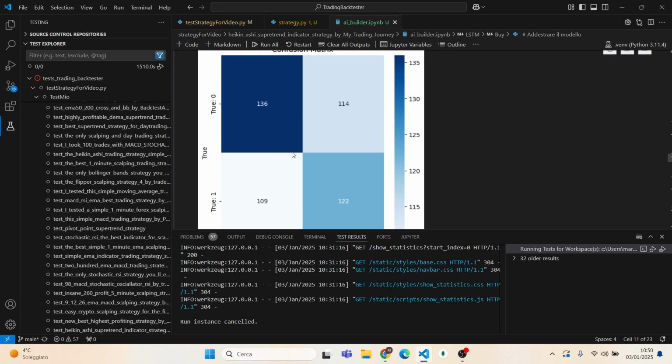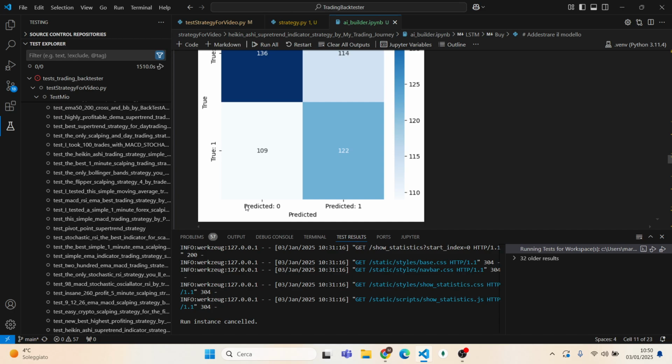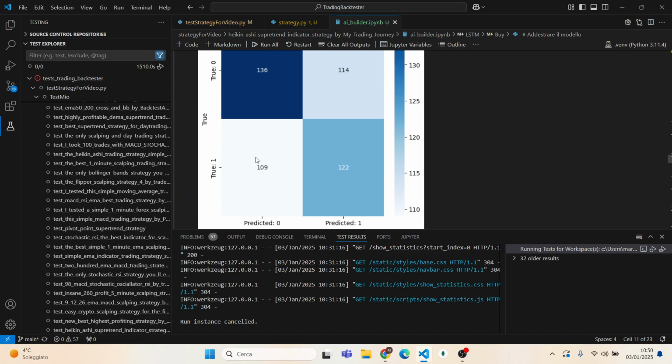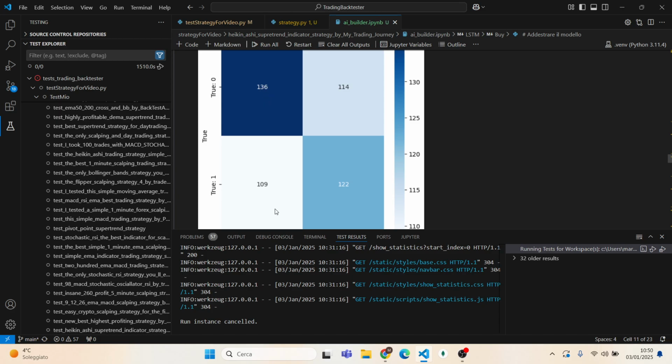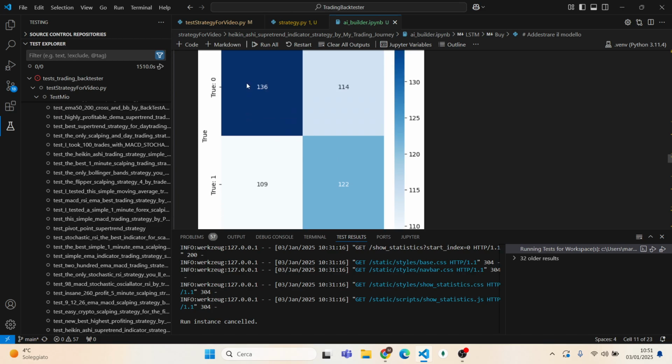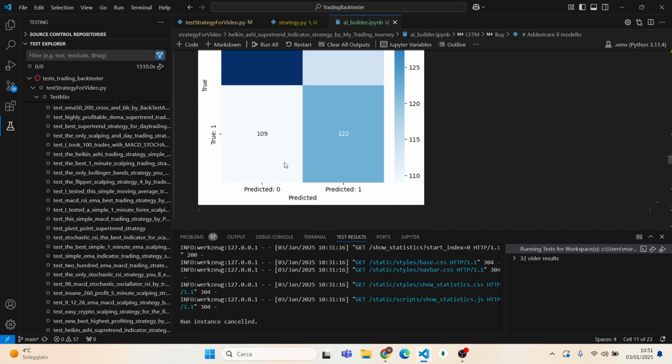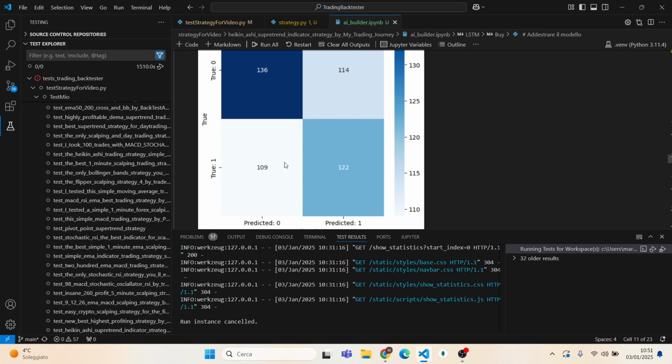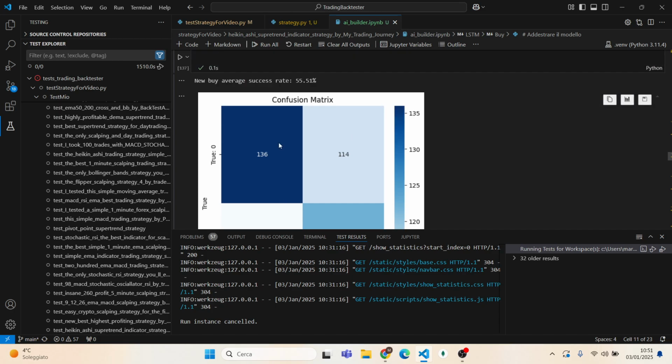As you can see, our confusion matrix tells us that the model predicted like 136 plus 109 successes, but in reality, the successes were only 136. So the real successes are higher than the fails. So that's good. So what does it mean? It means that the average success rate is 55, so it's correct.